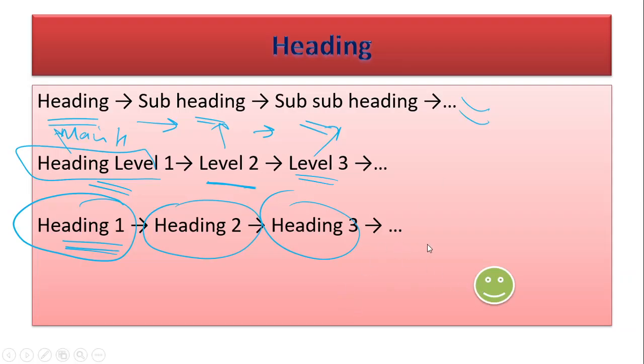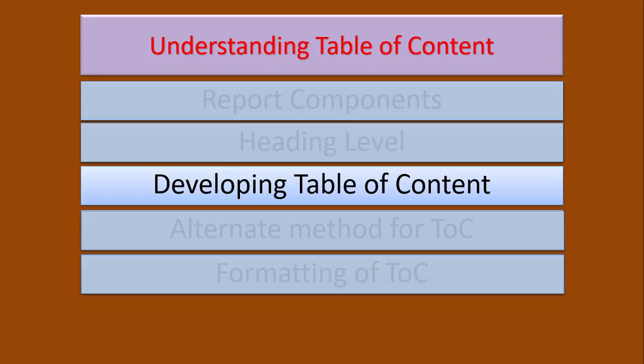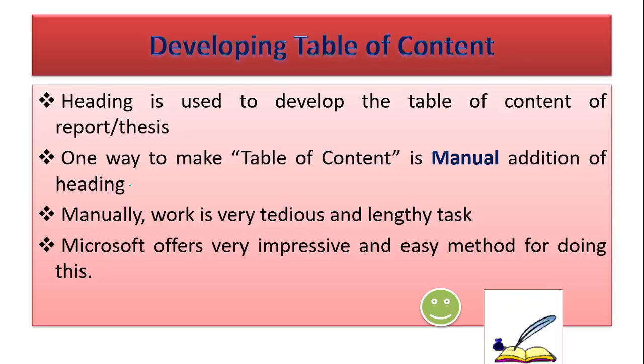This is basically the concept, because if you understand the concept of headings, then the features available in Microsoft Word can easily be used for the automatic table of contents. Now come to the table of contents: how to develop the table of contents automatically with a unique format. Normally these headings are used to develop the table of contents of any report or thesis. This is a simple method for developing the table of contents.